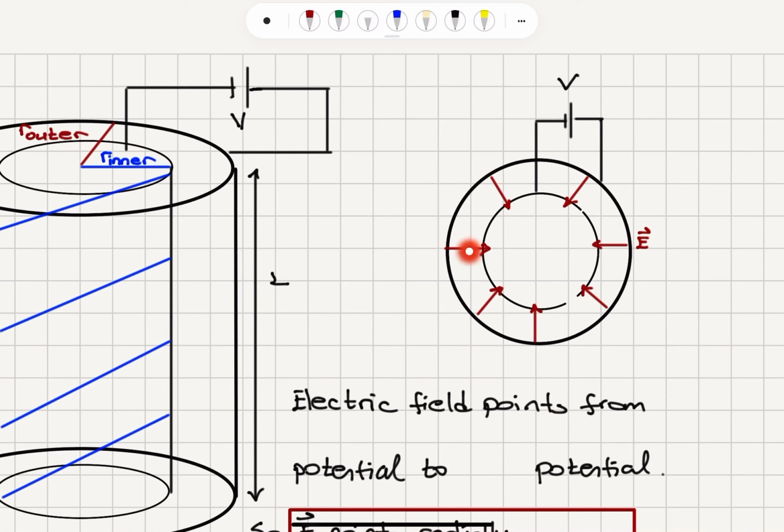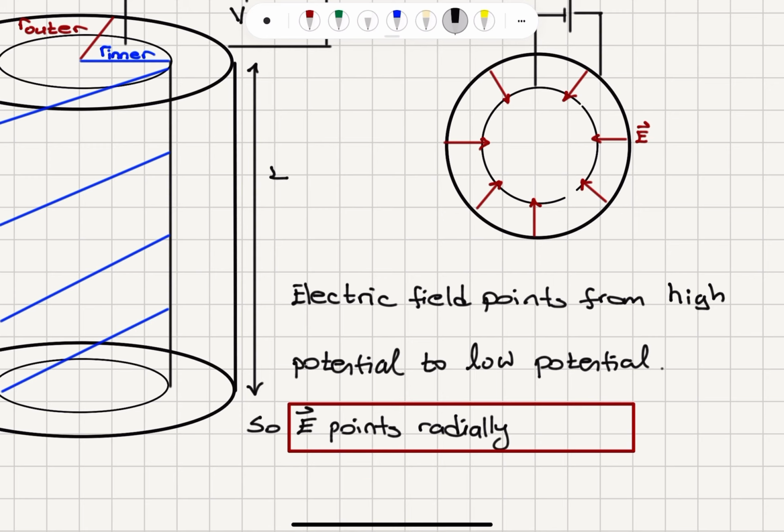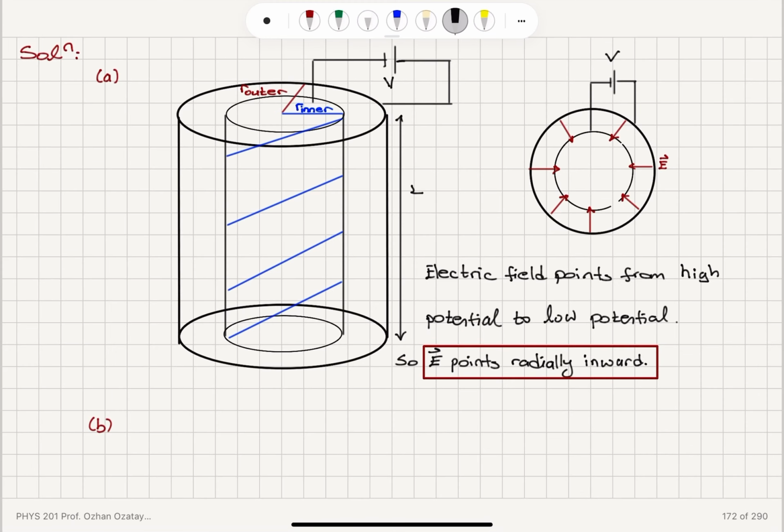The electric field must point from the higher potential towards the lower potential. So electric field points from high potential towards low potential, and therefore the direction is radially inward. The electric field must point radially inward, from the high potential to the low potential, from the outside coating to the conductor inside.